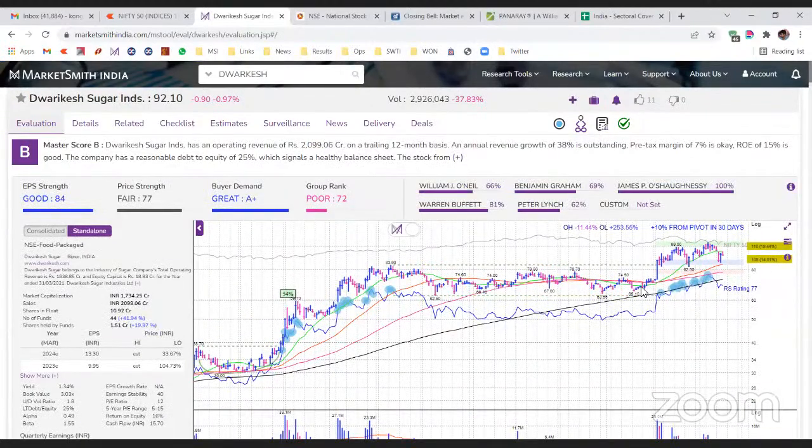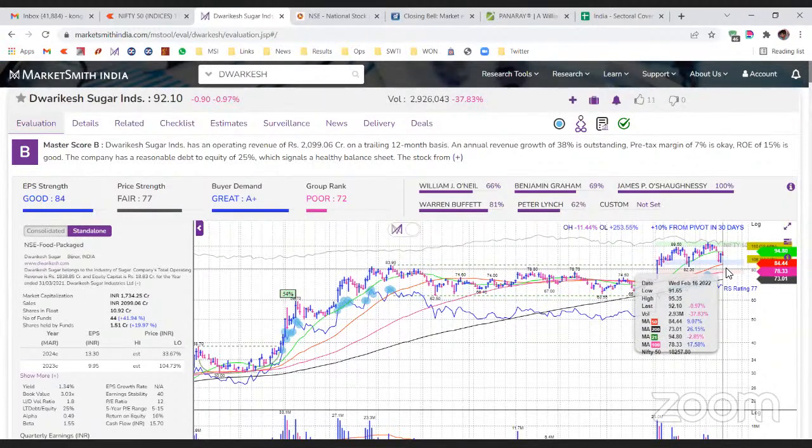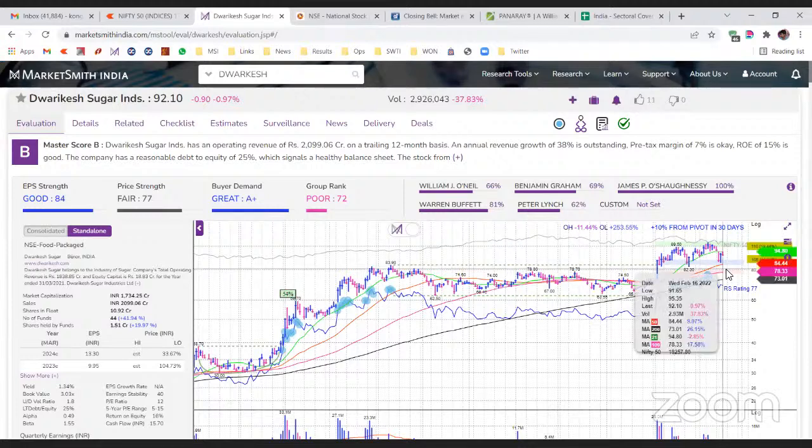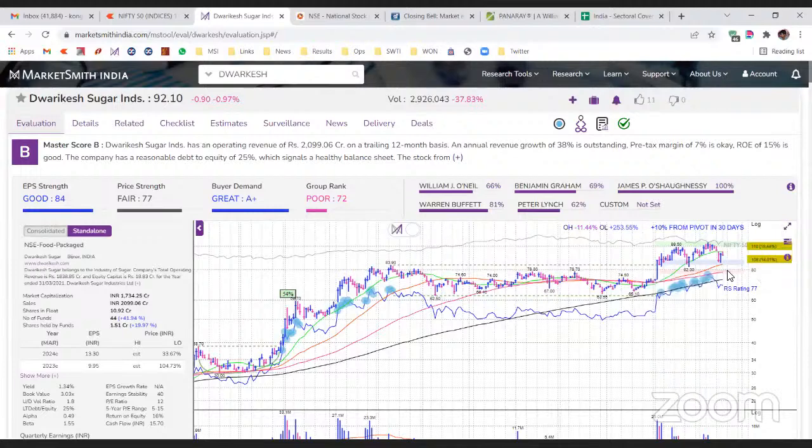I think the last two stocks have similar stories to Dwarikesh as well. It has been very resilient in the market compared to the huge profit booking or selling pressure in most of the stocks. Dwarikesh has just breached its 21 DMA, but it is trading above its 50 and 200 DMA, which is a very good sign. On the market cap front, the last two stocks also have the same market cap, around 1,500 to 2,000 crores.